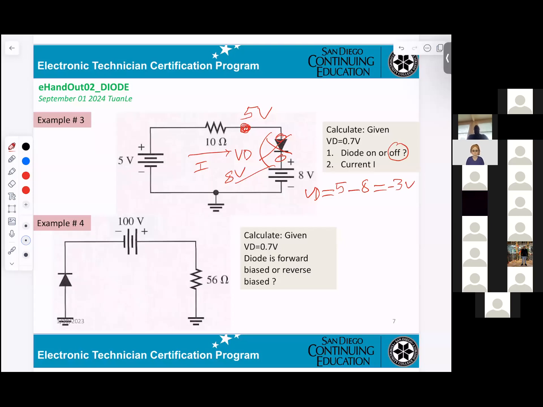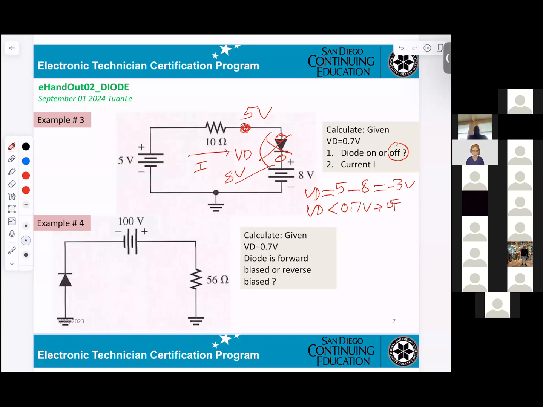VD equals minus 3, okay? Then VD is less than 0.7 volt. That's why the diode will be off.